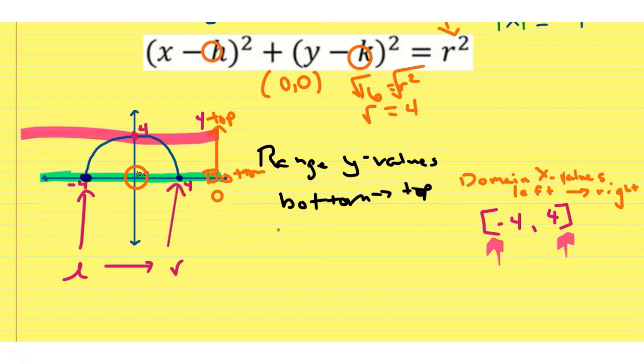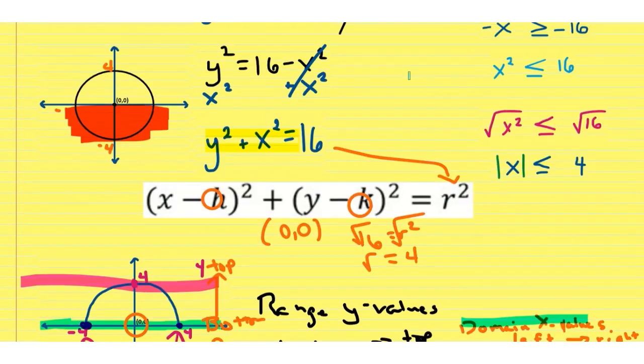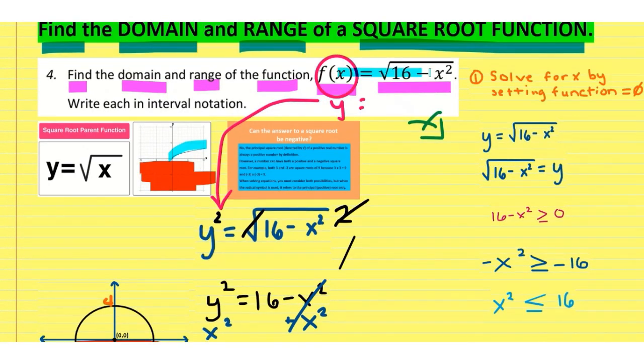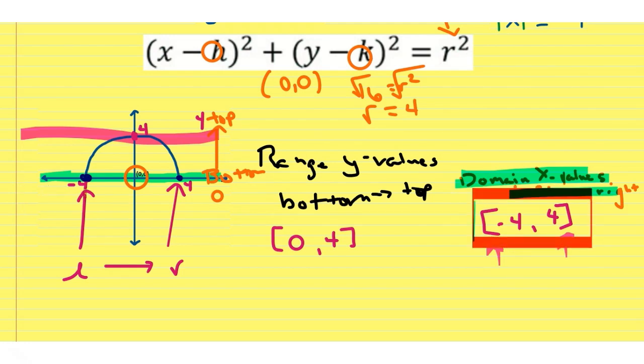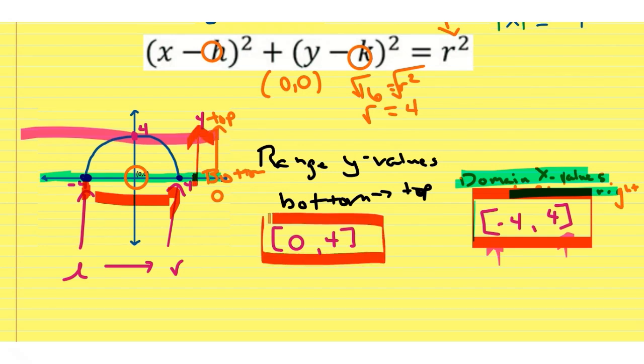So it is equal to the 0 at the bottom, and it is equal to the 4 at the top. So for this square root function that we started out with at the beginning, the domain, the x values from left to right, is going to be from negative 4 to positive 4, because it starts here and it goes to right there. And my range values, which are my y values, from the bottom to the top, go from 0 to a positive 4.